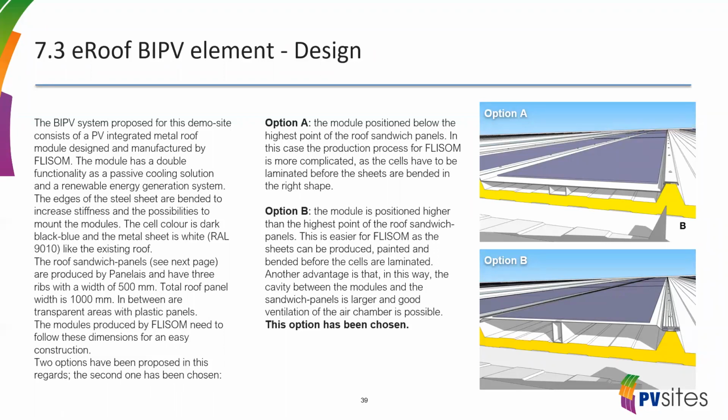in between. We can span it with the PVSITES elements. The problem is that 50 centimeters for the thin metal sheet is a little too much, so we have to add a profile in the middle. There are also two options. One option was to make it as low as possible, so you have a kind of big water cutter, and the other option was to make it the opposite way. Option B is easier to produce by Fleesom, so option B was chosen, but it means you have a higher profile in the middle. Next one.